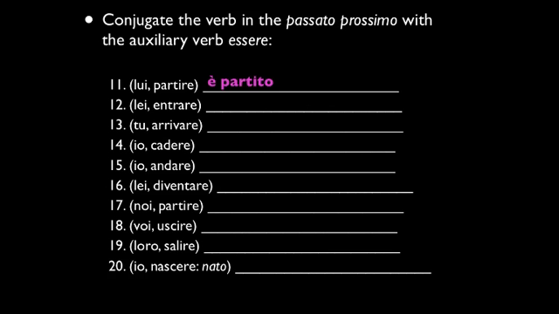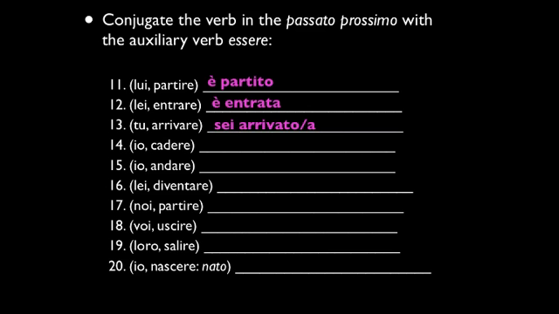Number 12, lei è entrata. Now notice on that one, we have lei, which is a girl or woman, and she entered, and because it's a she that's entering, you have to change the past participle to agree. That's why I added the a. 13, tu arrivare. Sei arrivato or arrivata, and since there's nothing else in this that tells you whether you're talking to a man or a woman, you just have to do the slash there. It's either o or a ending for the past participle.